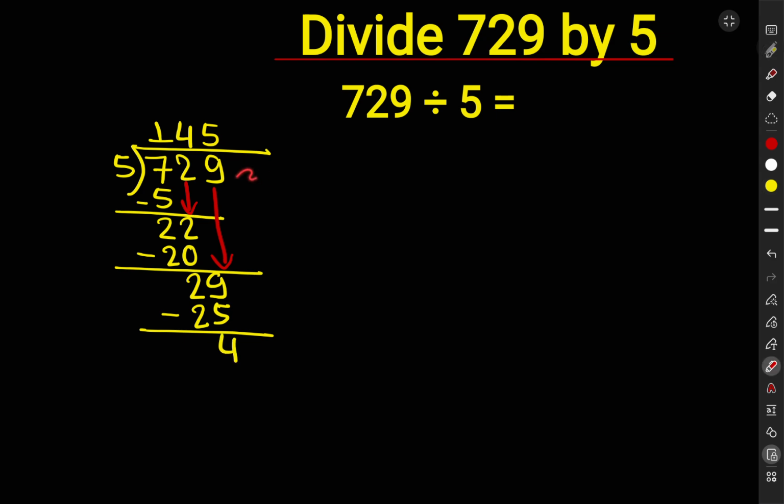So now we have no other number to put down. So we take a decimal here so that we can put 0. So it is 40 and 5 times 8 is 40. On subtracting, we get 0. So 729 divided by 5 is 145 decimal 8.